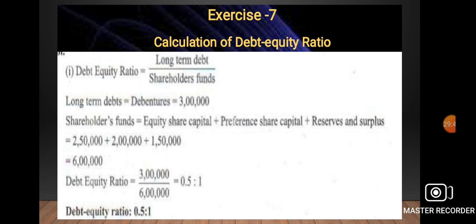Then what is the formula of debt equity ratio? Long term debt divided by shareholders' funds. Long term debt is 3 lakh, divided by shareholders' funds 6 lakh. So we get 0.5 is to 1. This ratio is known as debt equity ratio. Debt equity ratio is 0.5 is to 1.